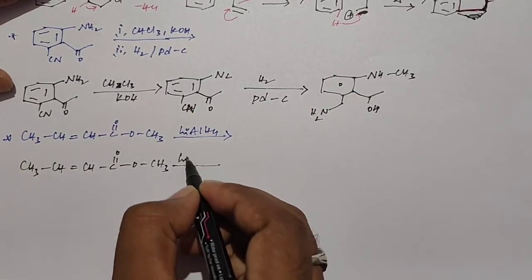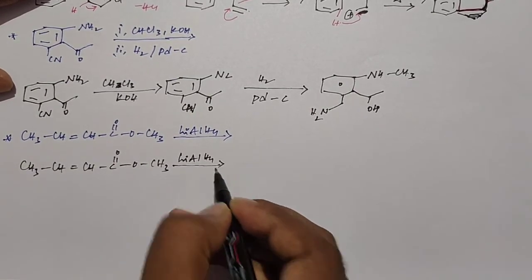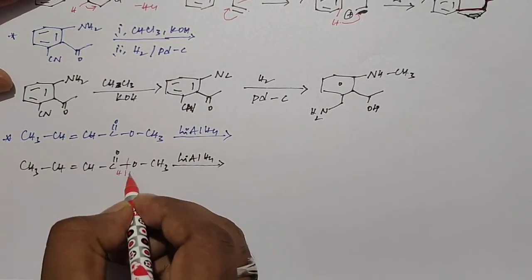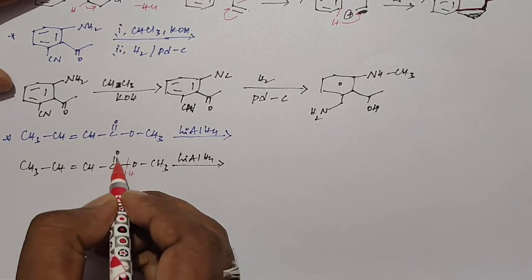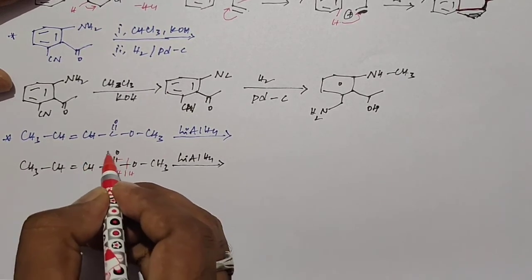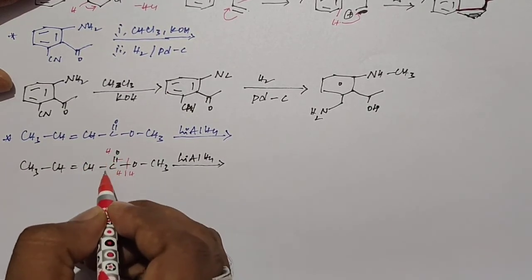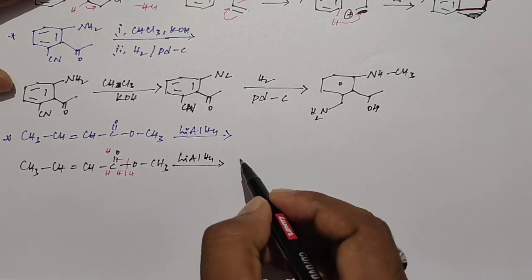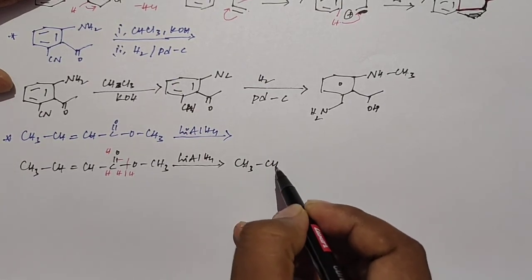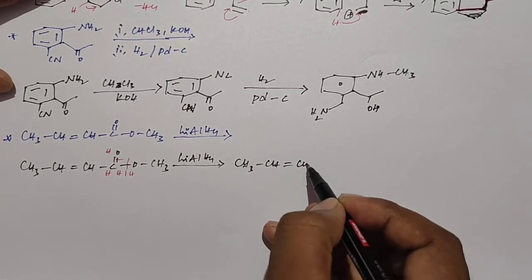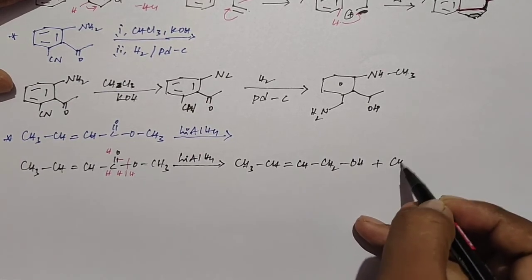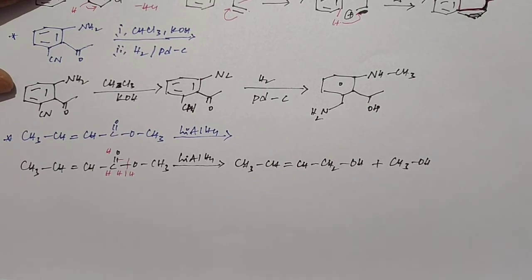When it reacts with lithium aluminum hydride, at that time this bond will be broken, and on this side one hydrogen is attached. At the same time the pi bond here will be broken, so one hydrogen attaches on the oxygen side and one hydrogen on the carbon side. Then we get the final product. So this is one product, and methanol is the other product.